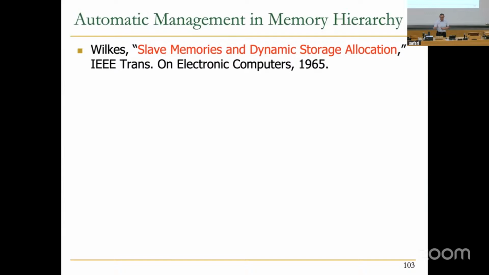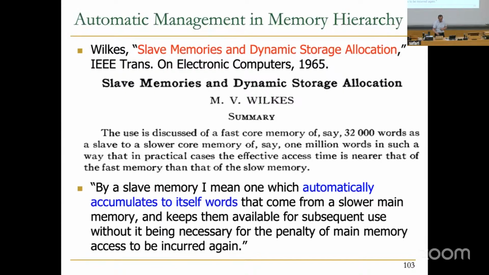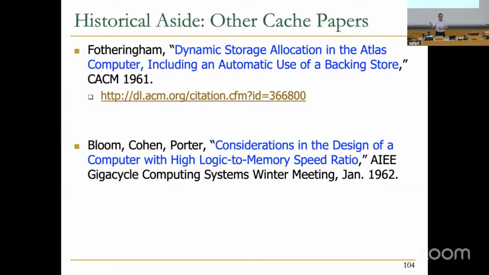Okay, so automatic management. Let's talk about this automatic management. I've already mentioned this, what Wilkes said over here, but let's see it a little bit more. By this slave memory, which is called cache memory today, I mean one which can automatically accumulate to itself words that come from a slower main memory and keeps them available for subsequent use without it being necessary for the penalty of main memory access to be incurred again. So you've seen this before. There are actually earlier cache papers that I'm not going to talk about, but caching is done much earlier.